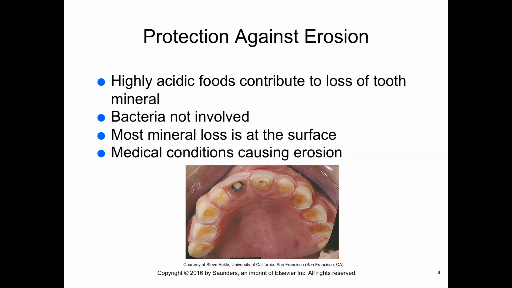This figure shows erosion from stomach acid. Please note the severe loss of enamel and dentin from the teeth due to the chronic vomiting. Fluoride provides some degree of protection against erosion, but repeated acid attacks will overcome the beneficial effects of fluoride.